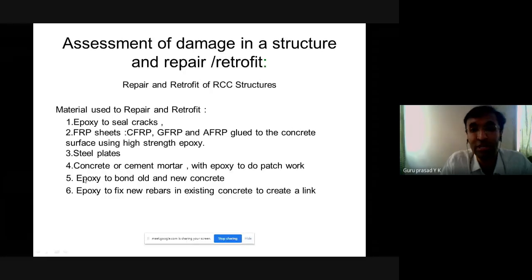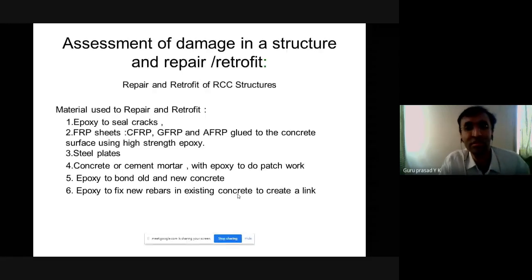Steel plates are used, and in some cases concrete or cement mortar with epoxy to patchwork, epoxy to bond old and new concrete, epoxy to fix new bars in existing concrete to create a link. Now you want to put new bars onto an existing concrete. What to do? Epoxies are available where you can drill a hole, insert the rod there, and use a high strength epoxy to glue a reinforcing steel rod with concrete. Such things are available today.